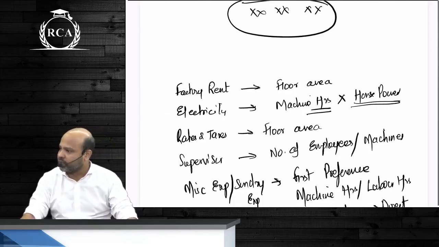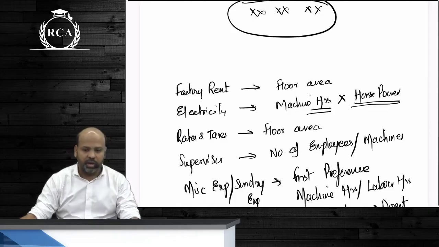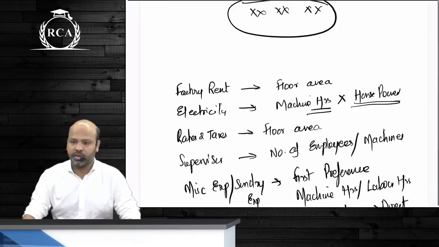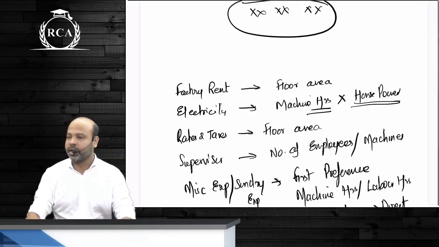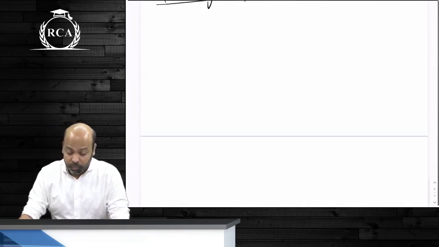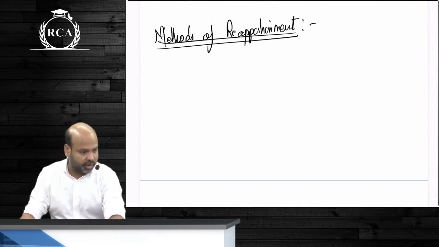Once that is done, we will reapportion overheads from service departments to production departments, known as secondary distribution of overheads, also known as reapportionment of overheads. Once that is done, from production departments, overheads will be allocated or transferred to the end product, called absorption or recovery of overheads. I told you about primary apportionment. We were discussing secondary.